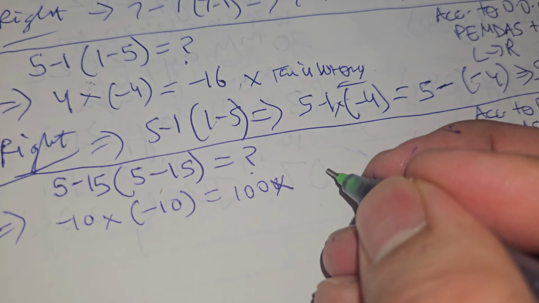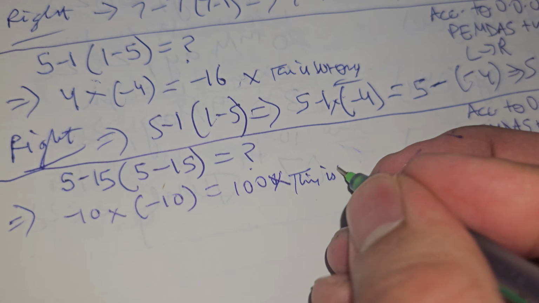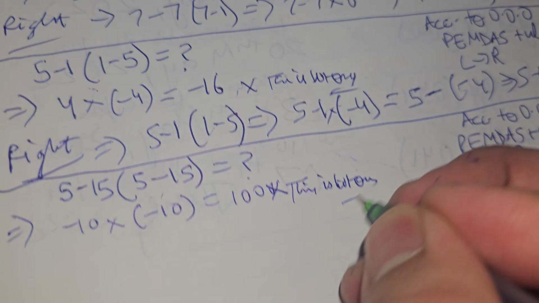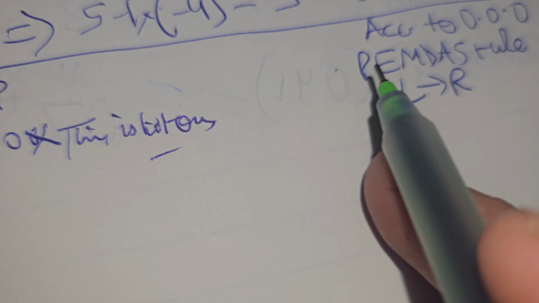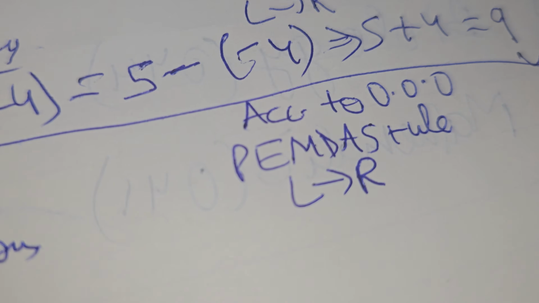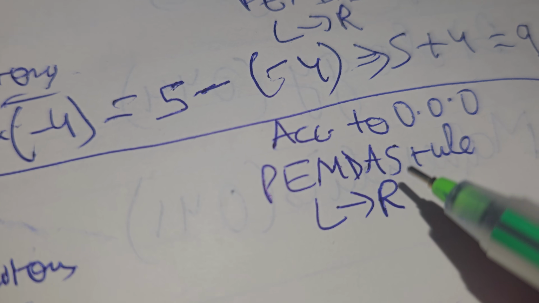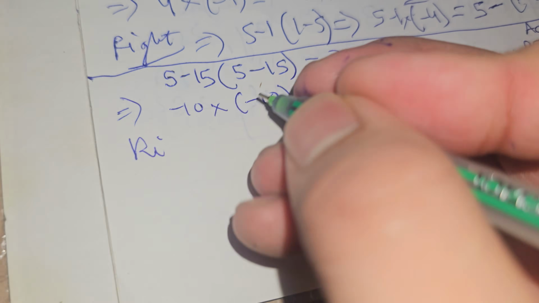But this is wrong. This is the wrong method to solve this, because according to the order of operations, the PEMDAS rule, we solve from left to right. In PEMDAS, P stands for parenthesis, E for exponent, M for multiplication, D for division, A for addition, S for subtraction. So this is the right method to solve this question.